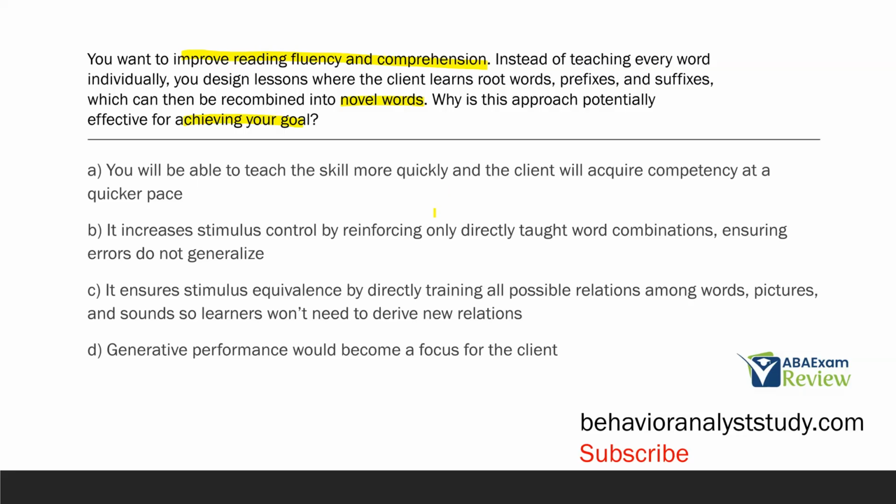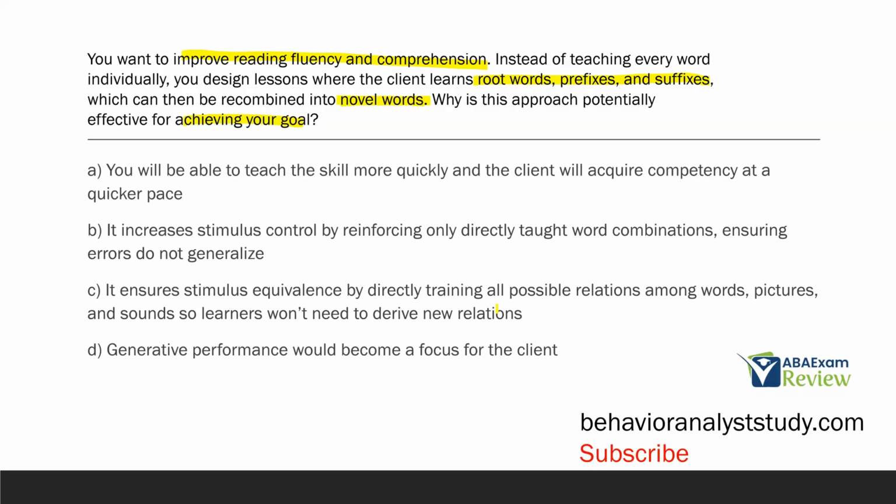B, it increases stimulus control by reinforcing only directly taught word combinations, ensuring errors do not generalize. Read this carefully. Stimulus control for only directly taught word combinations. Well, that's not what we're trying to achieve here, right? We're teaching these base skills to get untaught novel words. So B does not fit.